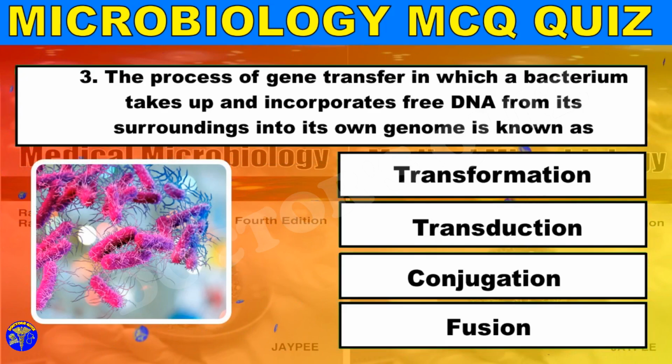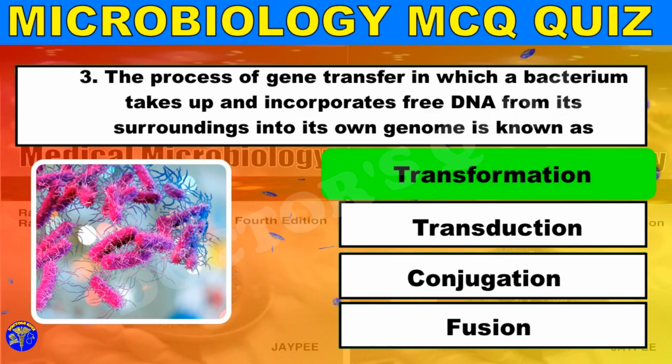The next question is, the process of gene transfer in which a bacterium takes up and incorporates free DNA from its surroundings into its own genome is known as? The options are transformation, transduction, conjugation, and fusion. The right answer is transformation.